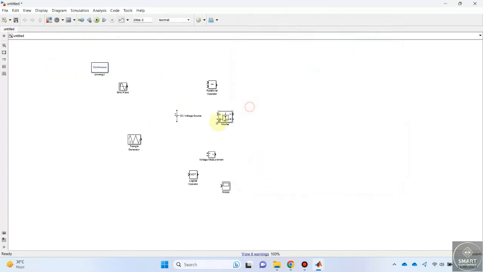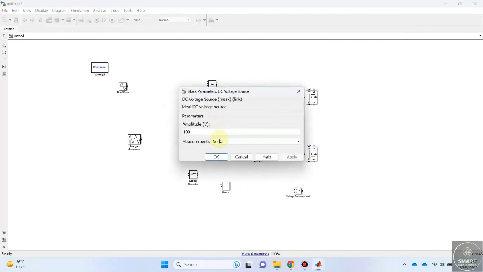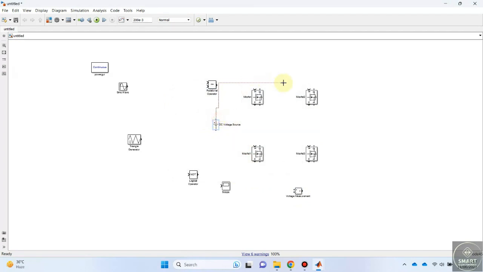Alright, so let's arrange the switches to make the H bridge topology. The voltage is 100 volt by default, so let me connect the circuit. All right, so in this way we have connected the circuit.